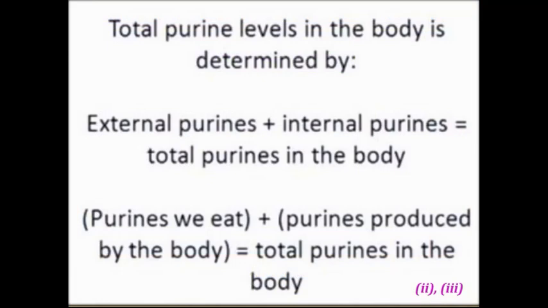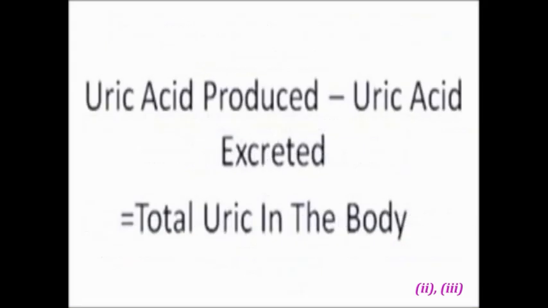Okay. Total purine levels in the body are determined by external purines plus internal purines, which is equal to the total purine in the body. That means purine that we eat plus purine produced by the body is the total purines in the body. This is a very simple fact. So from that we can derive that uric acid produced minus uric acid excreted is the total uric acid accumulation in the body. When there is a defect in this process, the uric acid accumulation increases, causing gout.